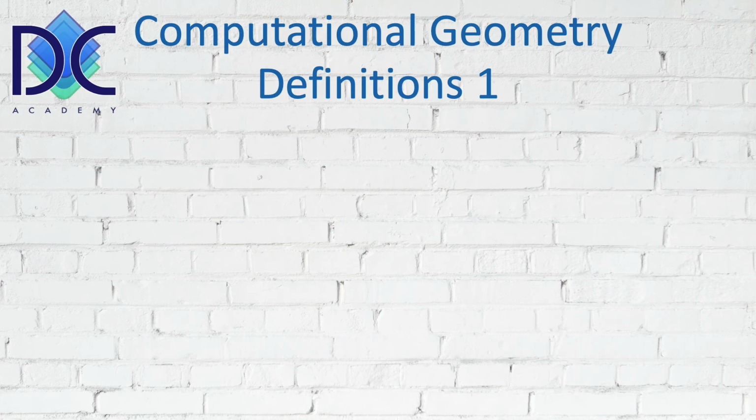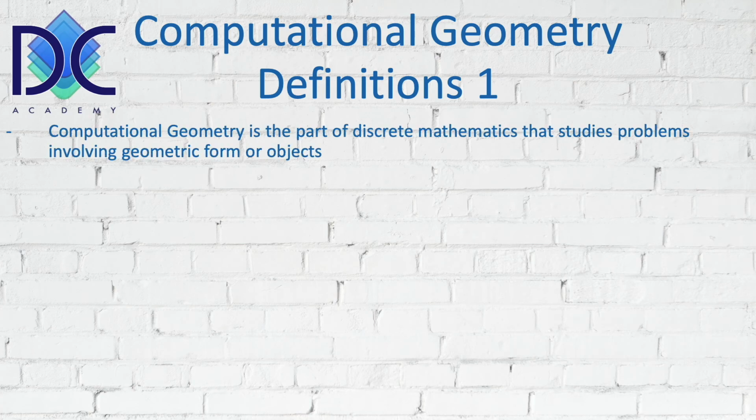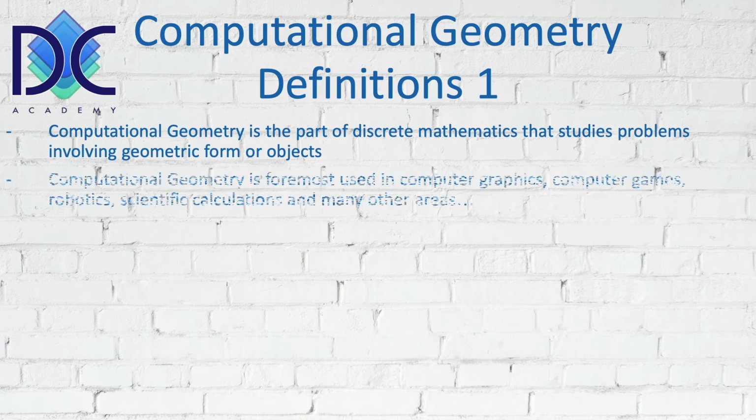First of all, we have to look at some definitions. What is computational geometry about? First of all, it's a part of discrete mathematics, and in that part we study problems related to geometric forms or objects. It is very important when we look into computer graphics, computer games, robotics, scientific calculations, and many other areas. It's an area that is in fact essential to what we are doing today in IT.